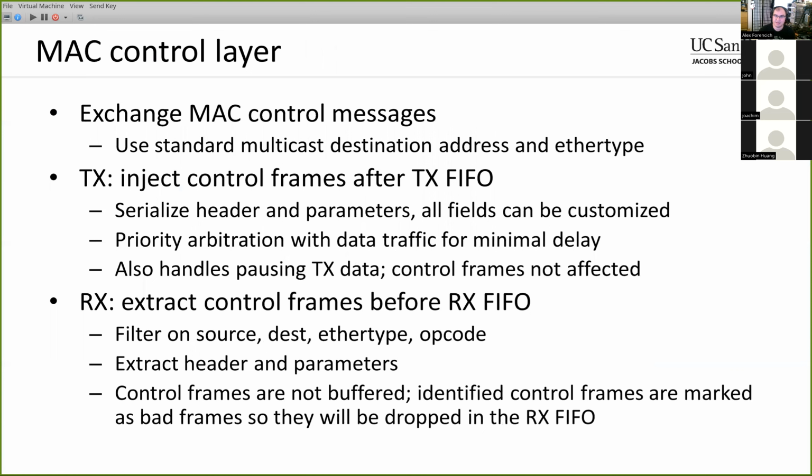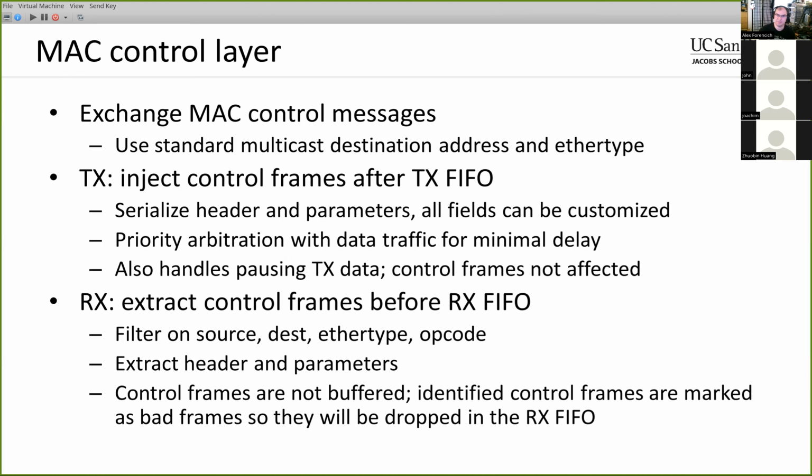So on the TX side, what we need to do is inject control frames after the transmit FIFO. You got to do that for latency reasons. The whole point of this is flow control. If we have to wait behind a bunch of other stuff in the TX FIFO, then it kind of becomes less effective. So the module for the MAC control layer has to serialize the header and all of the parameters in a way that all the fields can be customized, and then arbitrate between that and the actual data to transmit with a priority arbiter.